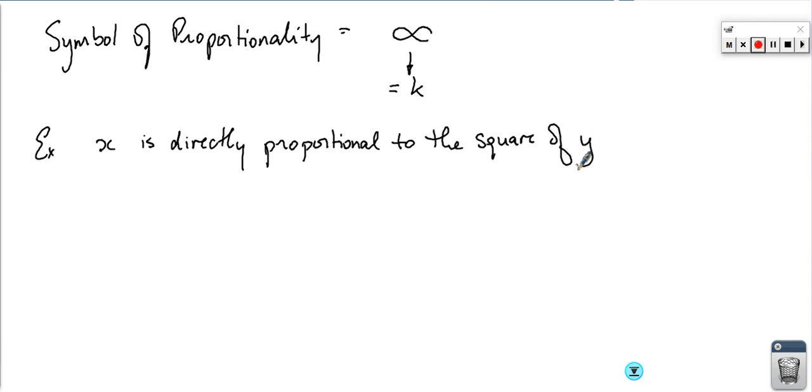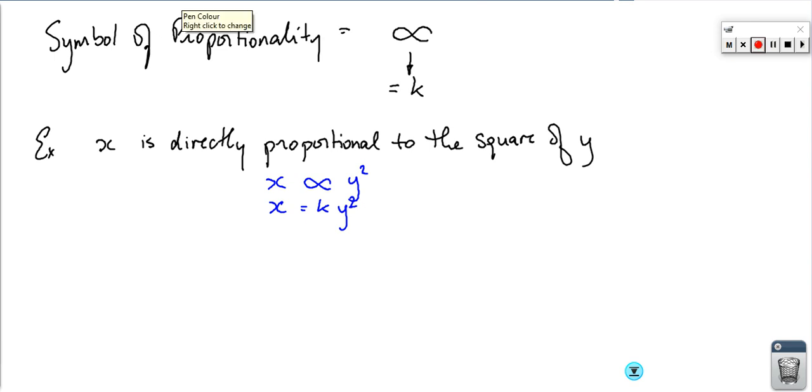How do I translate that sentence into a mathematical formula? We're saying that x is directly proportional to the square of y. But I said a few seconds ago that this symbol is equal to k. So x is a constant times y squared. So that's what it means.